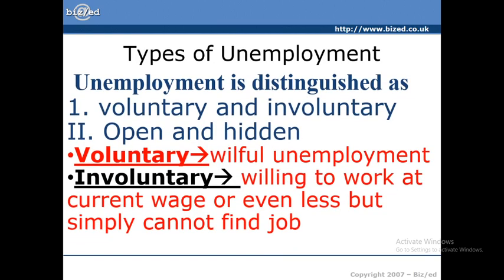Now let us define the different types of unemployment. We have already discussed this, but I am giving it one more time so that you will learn. It is associated with this module also. Unemployment is distinguished as voluntary and involuntary, open and hidden. There are two major categories of unemployment: voluntary and involuntary, open and hidden.